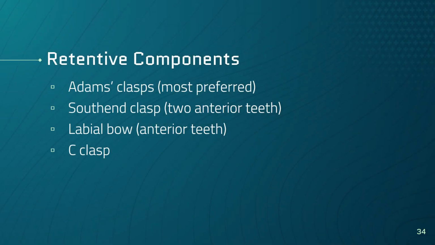Some retentive components commonly used are the Adams clasp, which is very popular, a Southend clasp, which is commonly used on two anterior teeth but can also be used on a single tooth, and a C clasp. A labial bow can also be retentive as well as an active component.